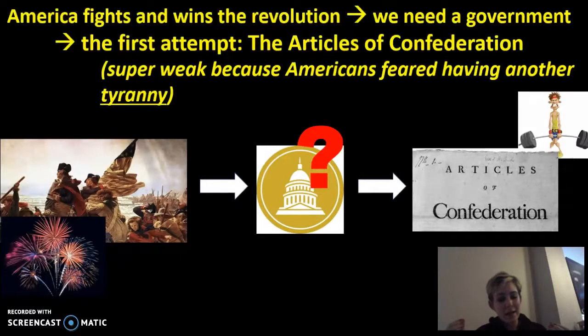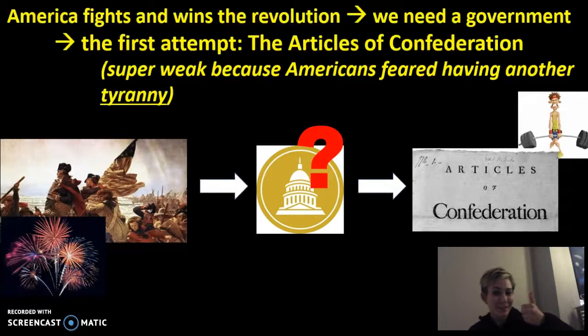They did not like the tyrannical reign of King George III and how abusive and oppressive he was, so they went for the complete opposite. They designed a government that was super weak and basically couldn't do anything. And make sure you're filling in those notes.